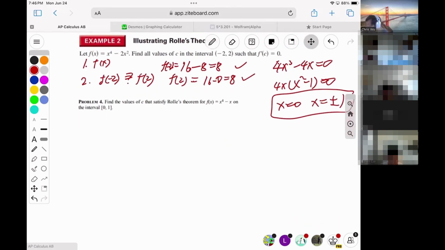Now, you try problem 4. Find the value of c that satisfies Rolle's theorem for f of x equals x to the fourth minus x.